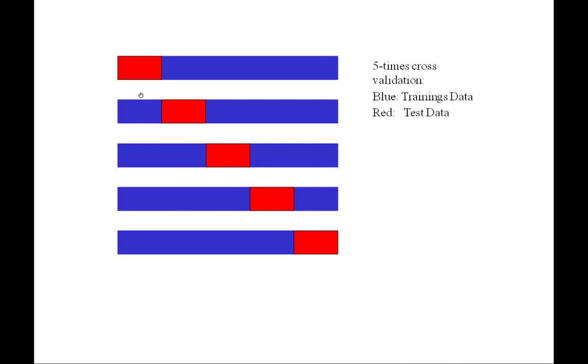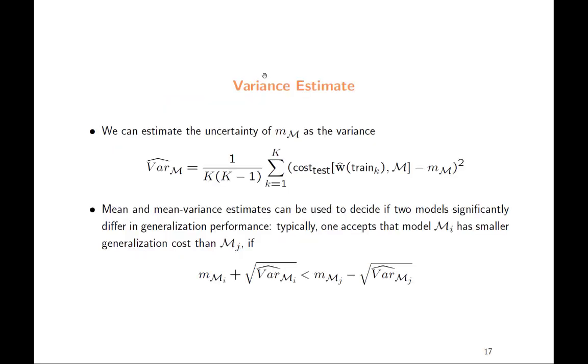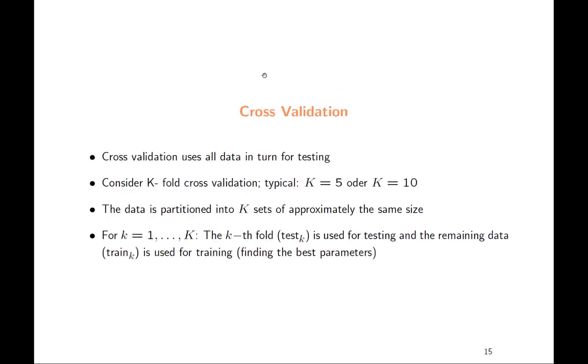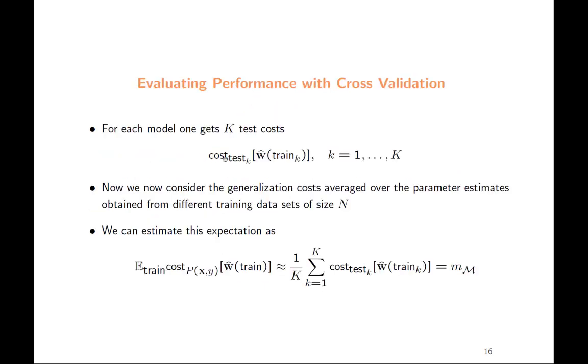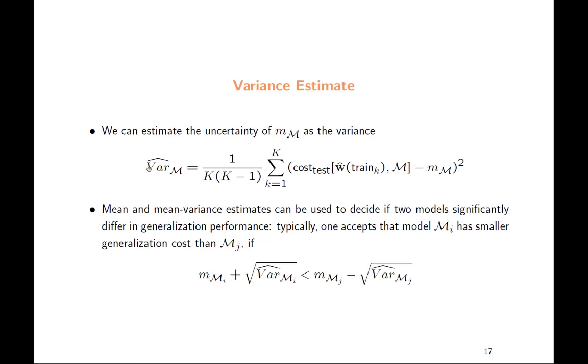Then you can get a mean and also a variance on your test set performance, because you have 5 estimates about your test set performance. And another advantage is you're using a lot of data for training. So you have different folds, and for each fold you estimate a parameter vector, and then the estimated generalization cost is just the average over these different training data sets. And then you can also look at the uncertainty in your prediction.